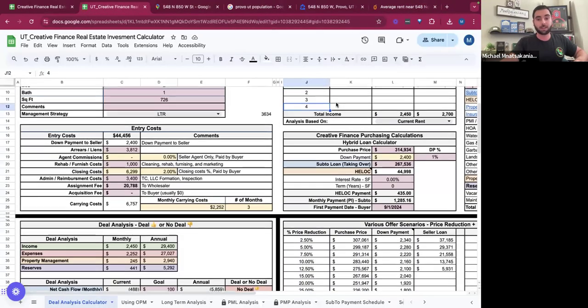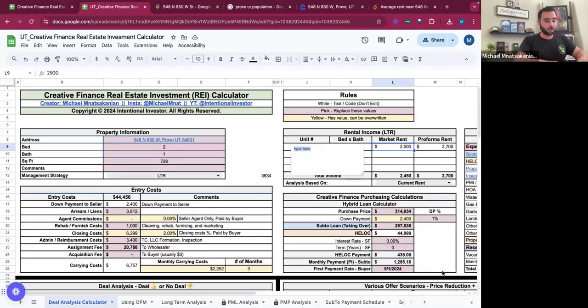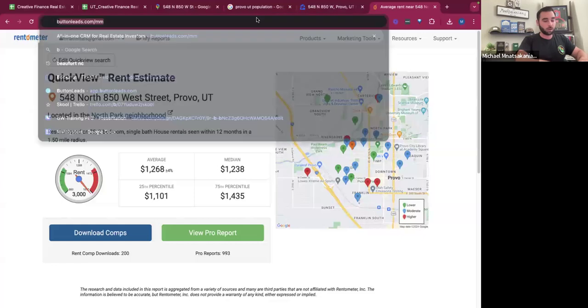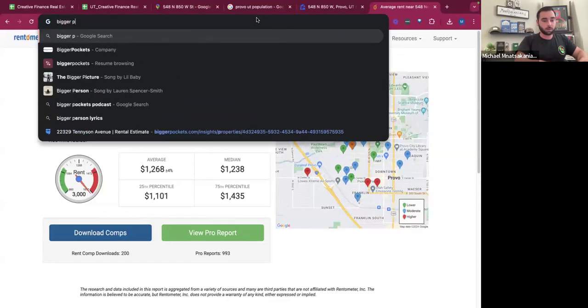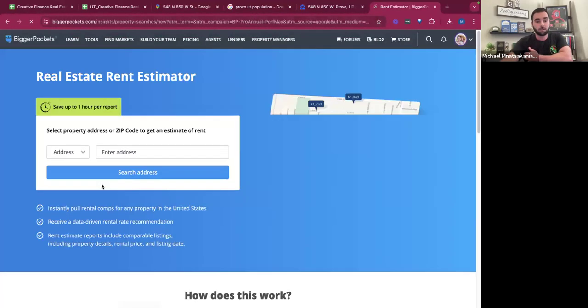I like to look at the median, not the mean. So in here, I'm going to put a note. I'm going to say Rentometer 1238. And then we're going to average a few different tools. So then we're going to go to BiggerPockets Rental Estimator. Those are my 2 data aggregate tools that I use.